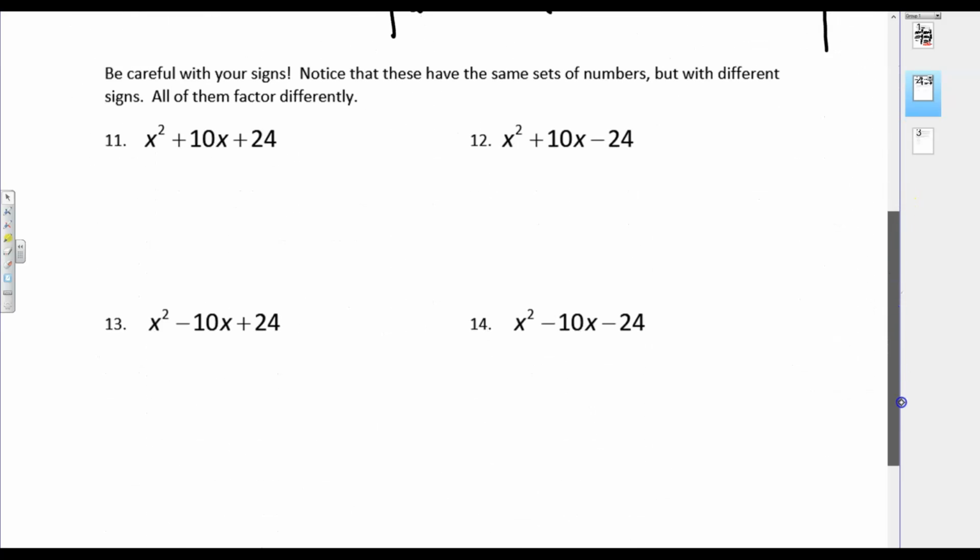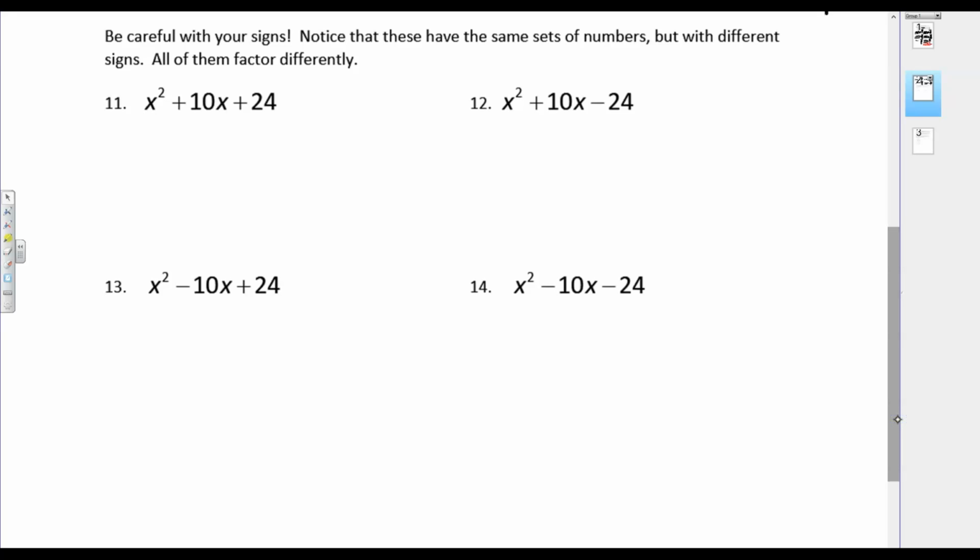All right, let's take a look now at these. This whole section is to show you that your signs really do matter. Here you can see all 4 of these questions have essentially the same setup: x squared, a 10x, and a 24. But each of them has a different combination of positives and negatives. And what I want to show you with this is that depending on where the positives and negatives fall really changes your answer. So let's look at number 11 together.